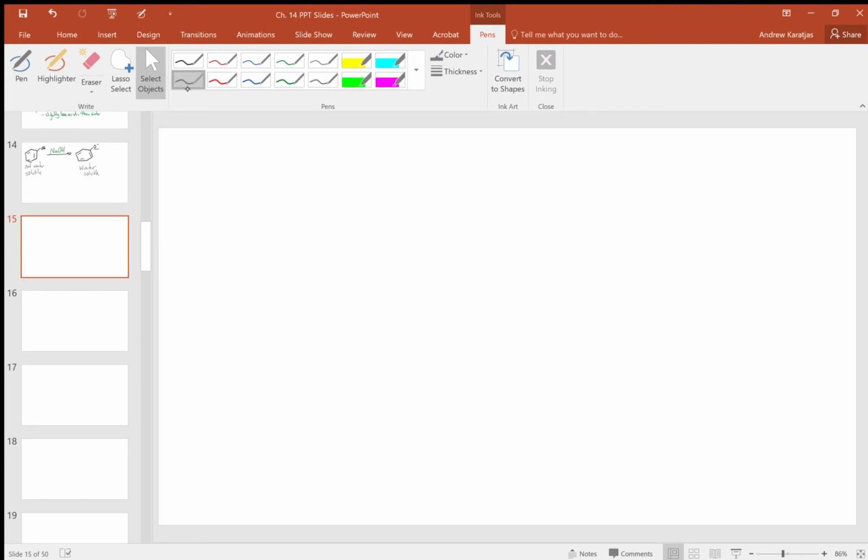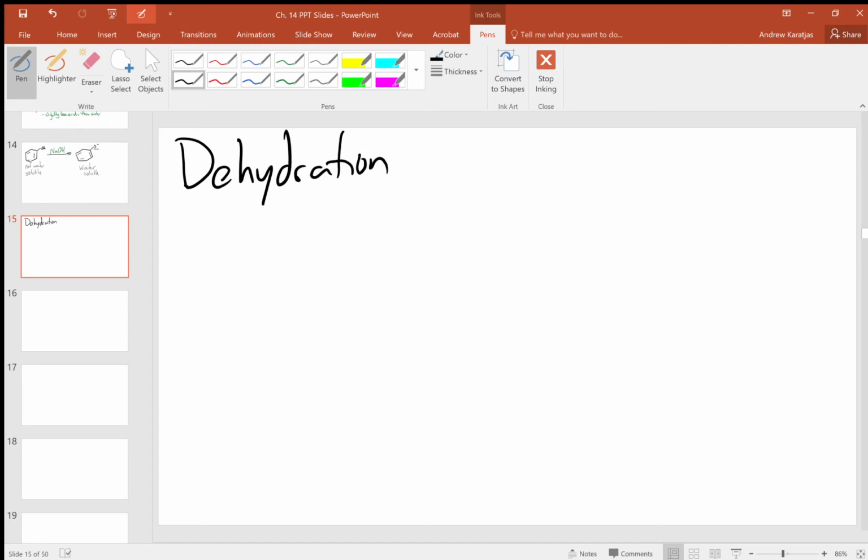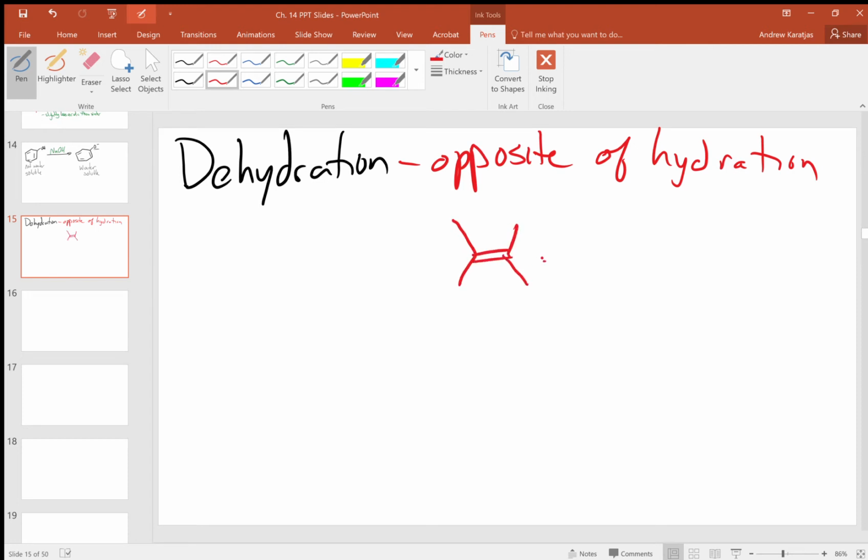Right, but the other two reactions are where we want to spend most of our time. We're going to start with dehydration. So this is exactly the opposite of the hydration reaction of alkenes that we learned. So hopefully you recall that the hydration reaction took an alkene and with acid and water and heat added the OH to one carbon and the hydrogen to the other carbon.